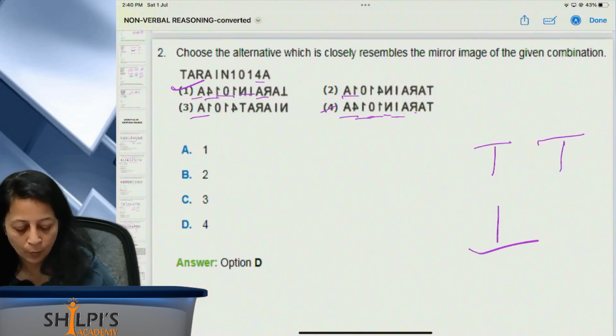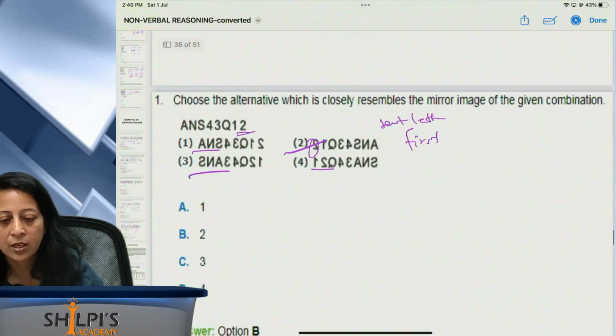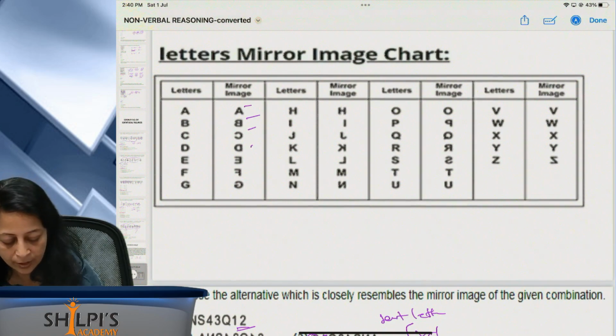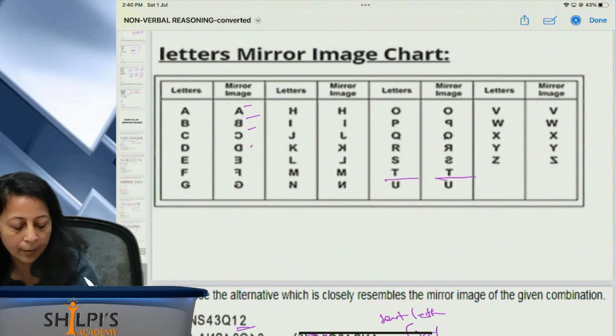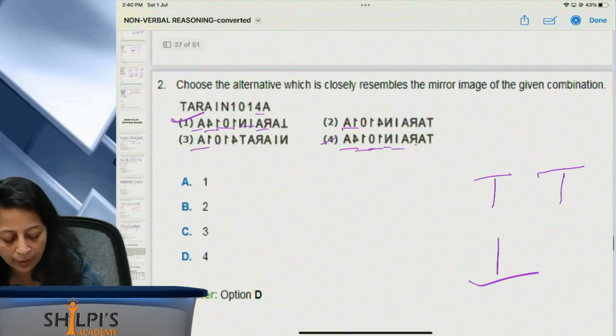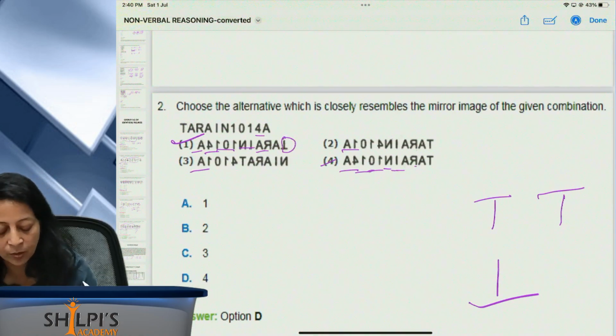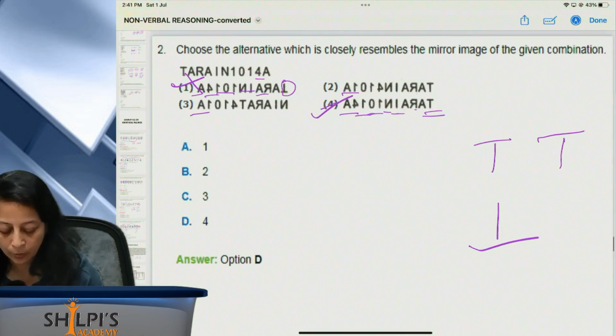So T, if you still have a doubt, I can show you that. How will T look? Where is T here? P, Q, R, S, T. So T in the mirror image also looks like a perfect T only. They have given T in an upside-down way, which is wrong. But T here is perfect, so let's go with option 4, which is D.